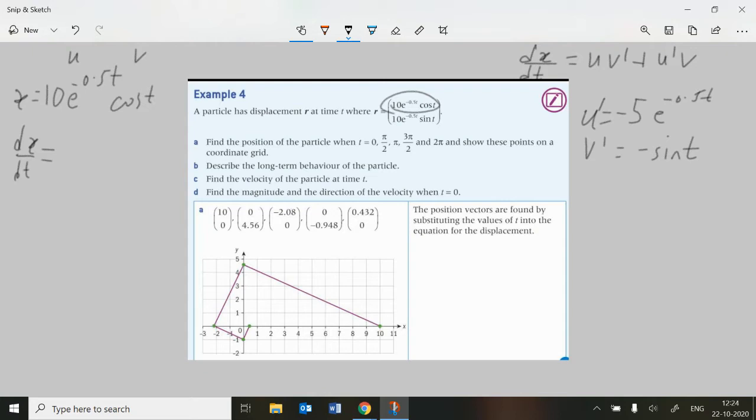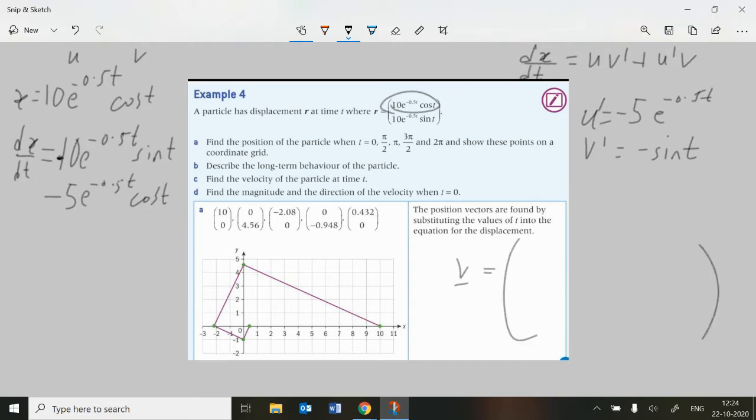Okay, so when we put those ones together, we can now see we've got u v dash, so we've got e to the minus 0.5 t times by v dash, so we've got sine t at the end, the minus on the front there, squeeze that in there, and then we've got this part as well, so u dash v, so we've got u dash, which is this, so minus 5e to the minus 0.5 t, and then multiplied by v, and v is just cos t. So that's cos t. Now that's going to be in the top line, your v.